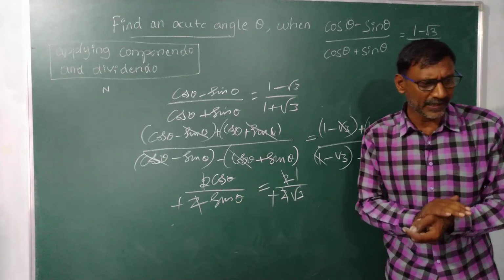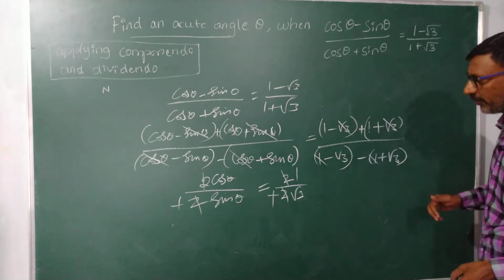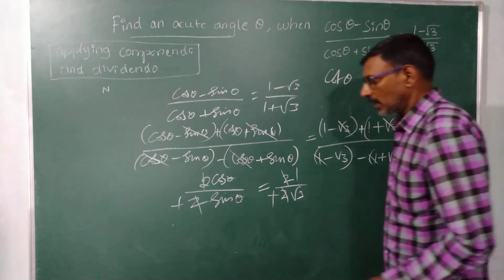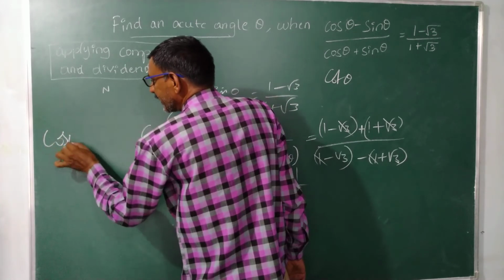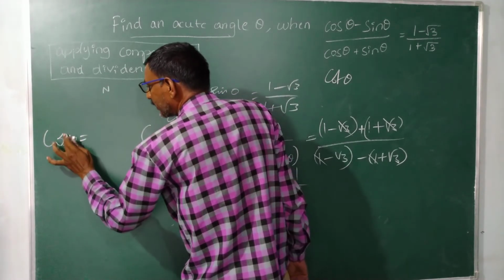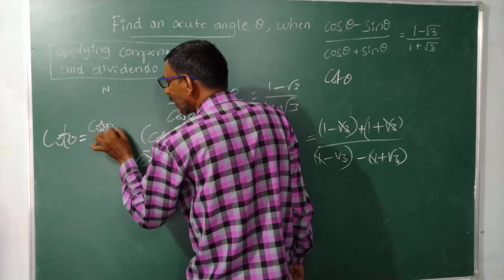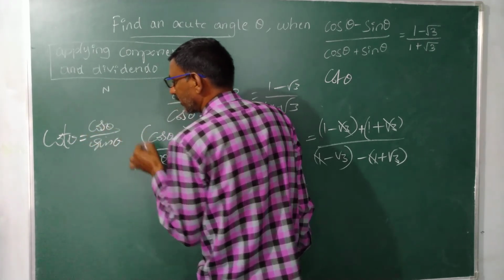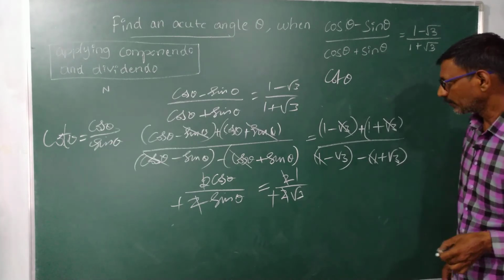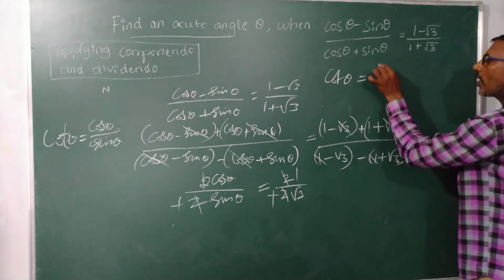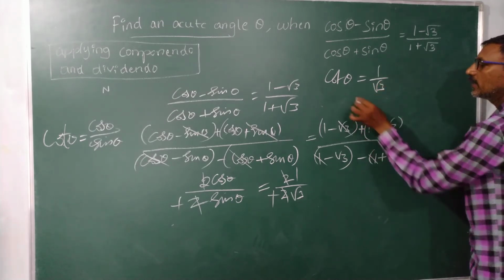Now see this: cos theta by sin theta again, very good, that is cot theta. Cot theta is equal to cos theta by sin theta. Cot theta is equal to 1 by root 3.